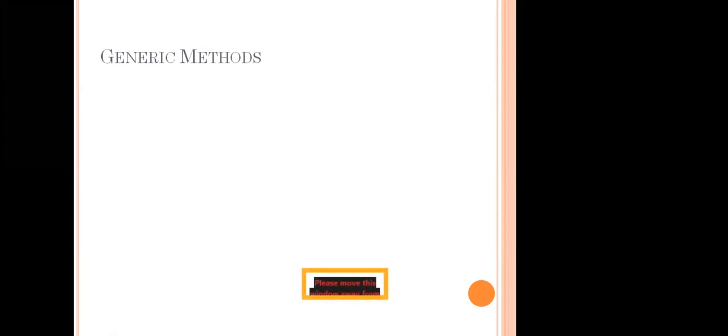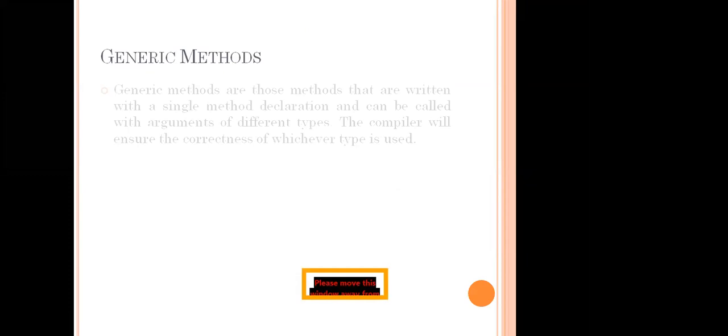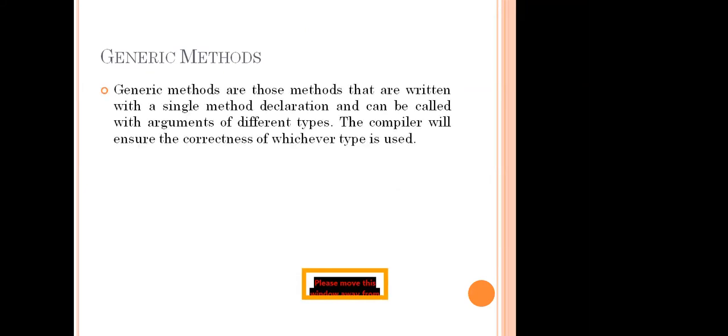Then methods are like functions in C. Here in Java, we call them methods. Generic methods are those methods that are written within a single method declaration and can be called with arguments of different types. The compiler will ensure the correctness of whatever type is used.